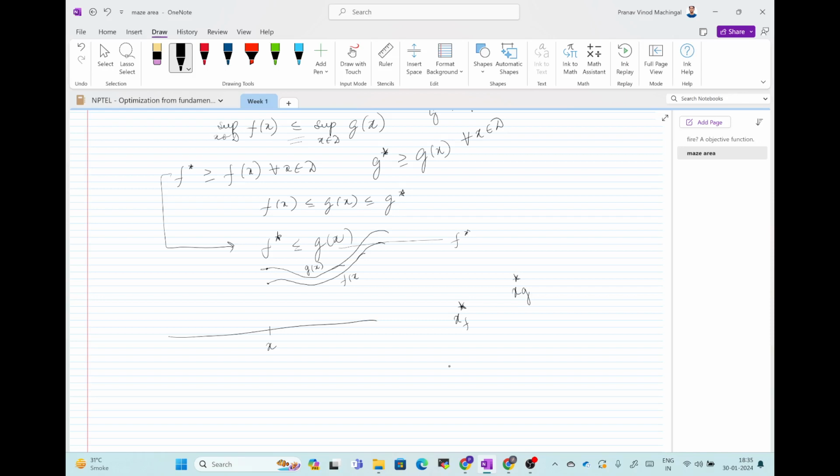So we know that. What can you tell from this? That f of x_f star is less than or equal to g of x_f star. And because this is the supremum, this will be less than or equal to g of x_g star. So in that way, f star is less than or equal to g star.